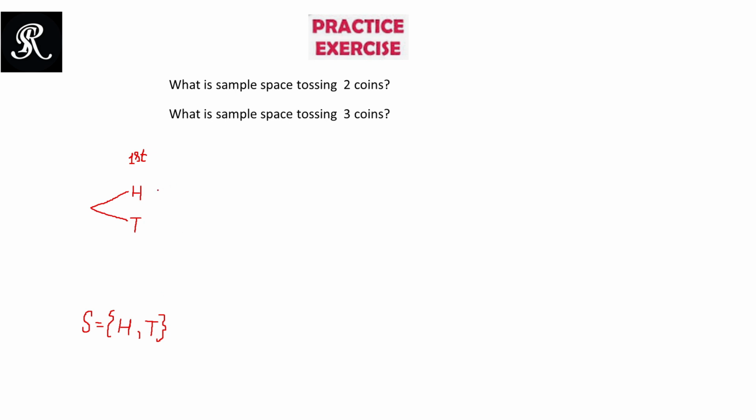Now if we toss this coin again, where we got head on the top face, if we flip that coin again, we will get again two possibilities, maybe head or tail. So there will be two branches for each of these outcomes, H and T. So now it's a tree diagram for tossing a coin twice. What would be the sample space here?